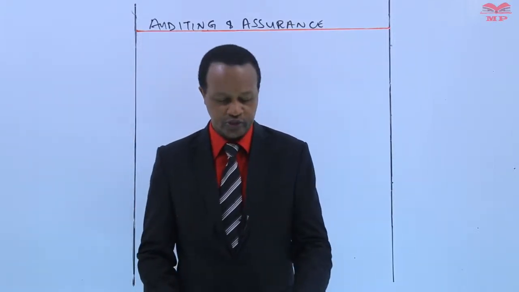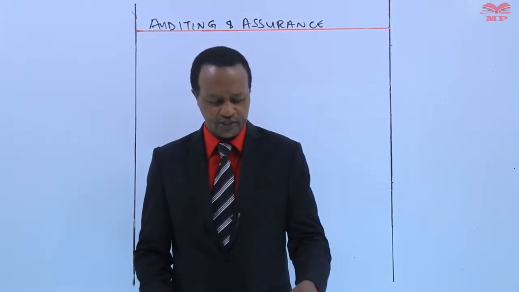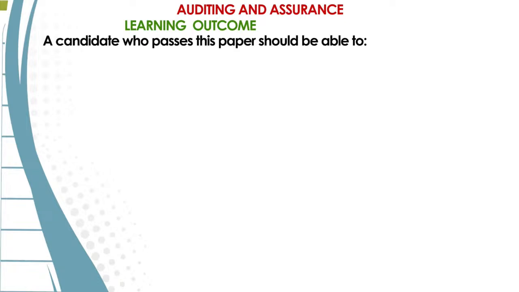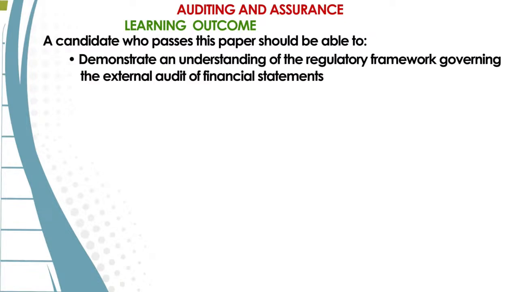Today we're going to introduce the paper Auditing and Assurance. This paper has 16 topics and the learning outcomes are as follows. A candidate who passes this paper should be able to, number one, demonstrate an understanding of the regulatory framework governing the external audit of financial statements.